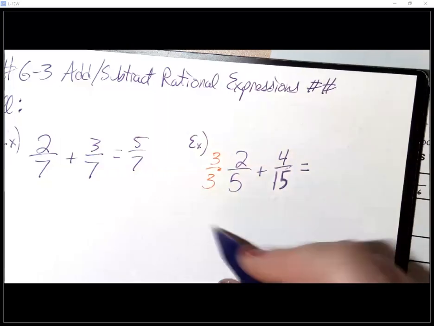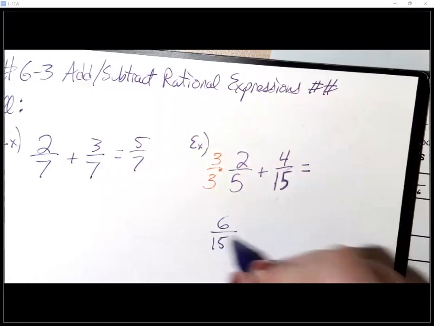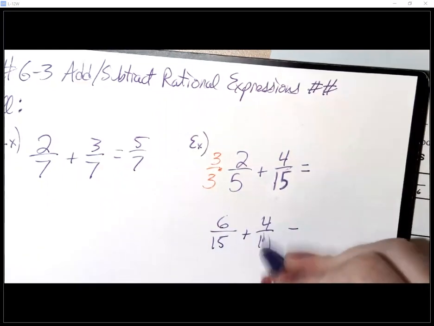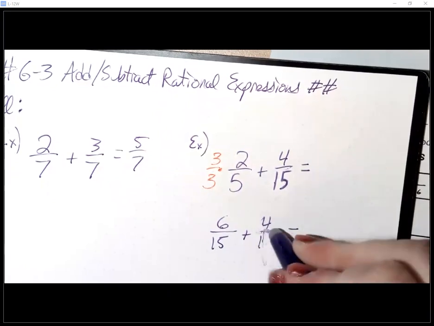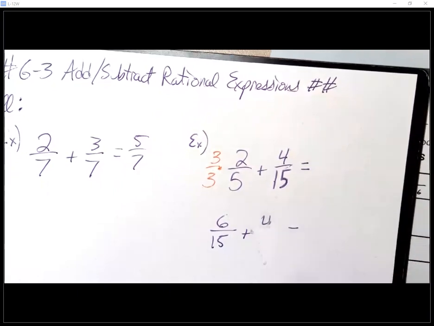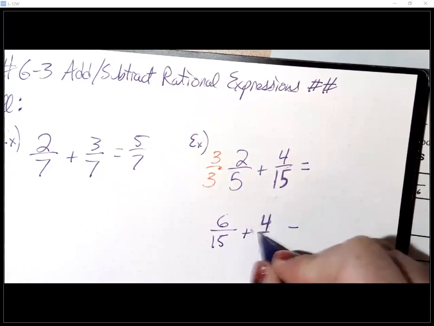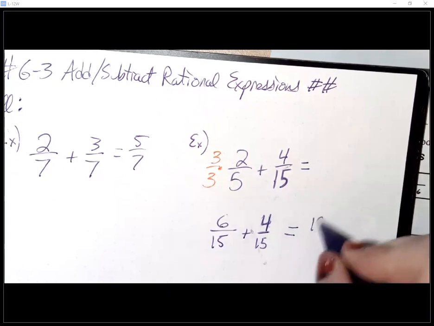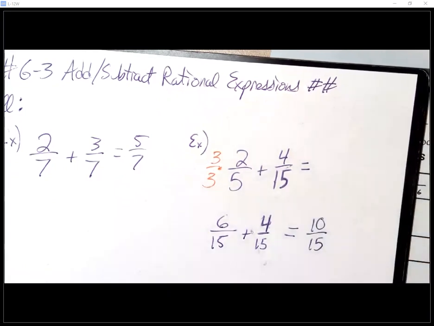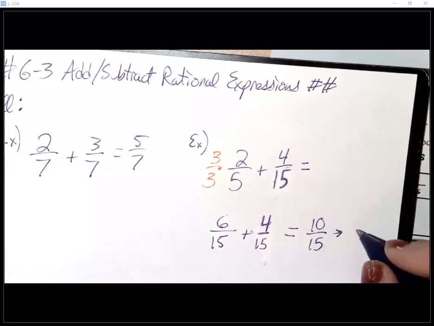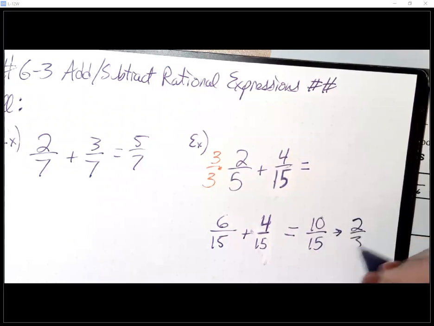So now I have 6/15 plus 4/15, which I can now, oh, I wrote 19. Or 15. There we go. So now when I add them together, I do have common denominators. I get 10/15. And then don't forget, we can reduce that fraction, right? So that's going to reduce down to be 2/3. And there's my final answer.